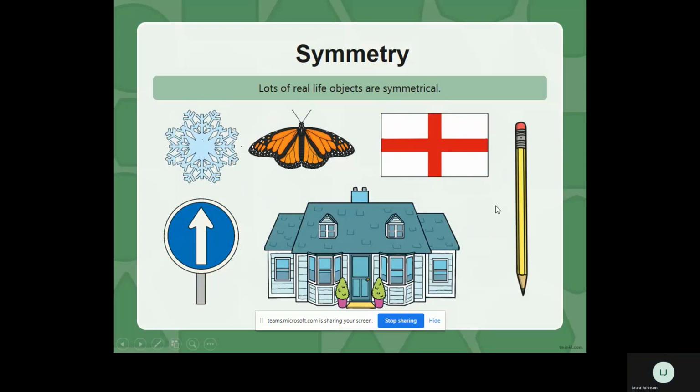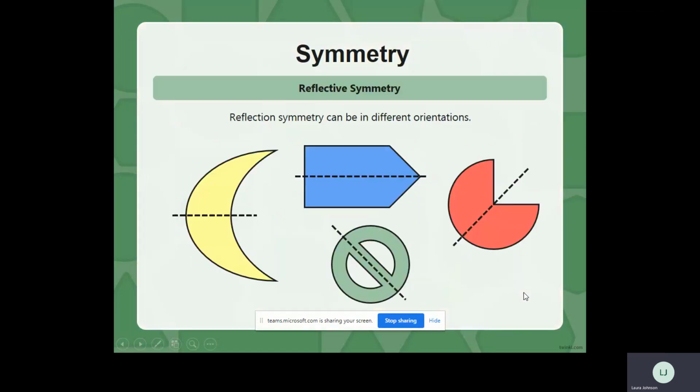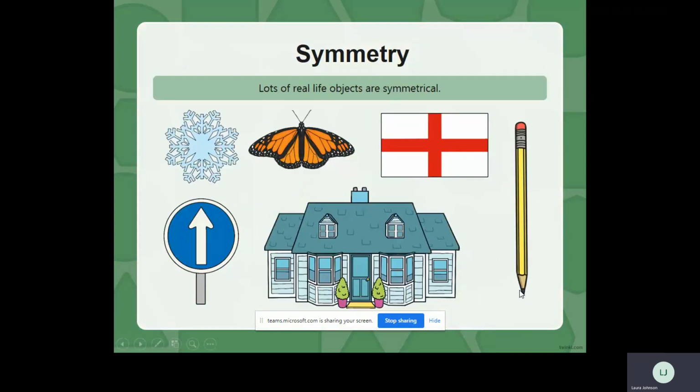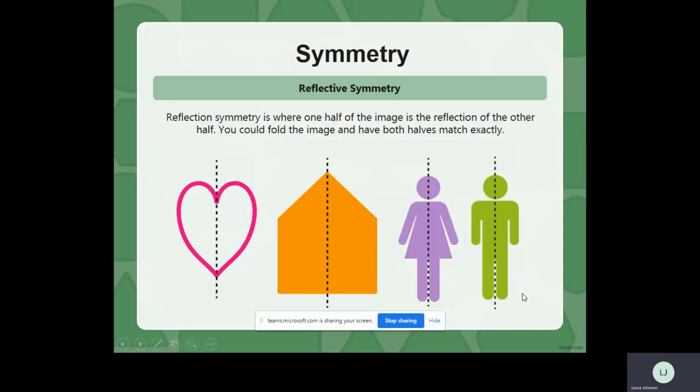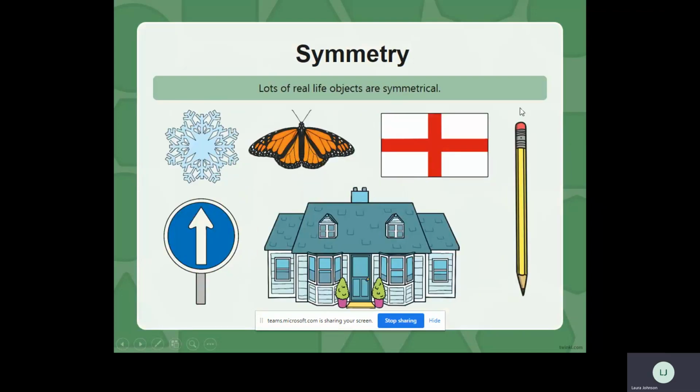Look at my pencil. If I put the line horizontally in the middle, it wouldn't be the same on both sides because the top has got a red rubber and the bottom doesn't. So I couldn't put it across. If I put it down the middle, both sides would be the same.